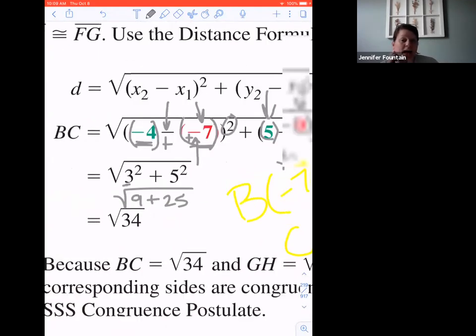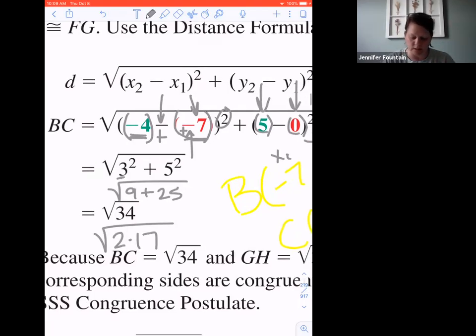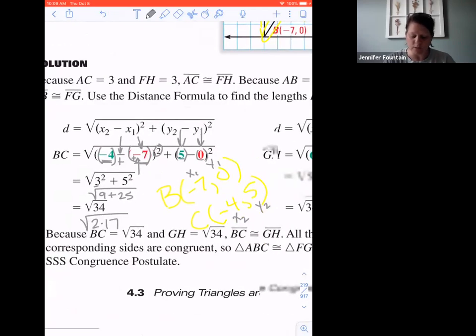Again, if I could simplify that, I would. But think about the prime factors of 34. 34 divided by 2 is going to be 17. So 2 and 17 are both prime. There's nothing I can do to simplify that radical. If I could simplify it, I would by listing prime factors, choosing my buddies, pulling them out, all that good stuff. So we found that one side is the square root of 34.